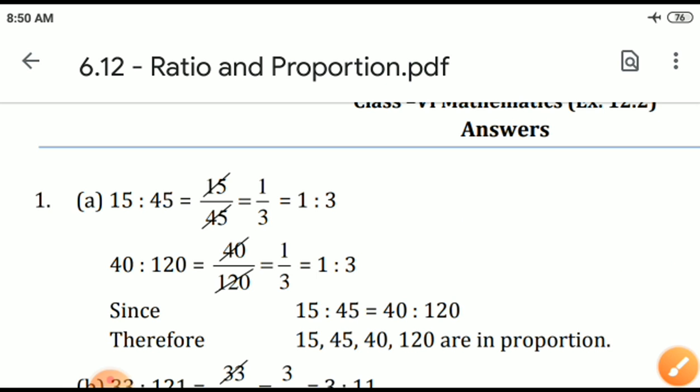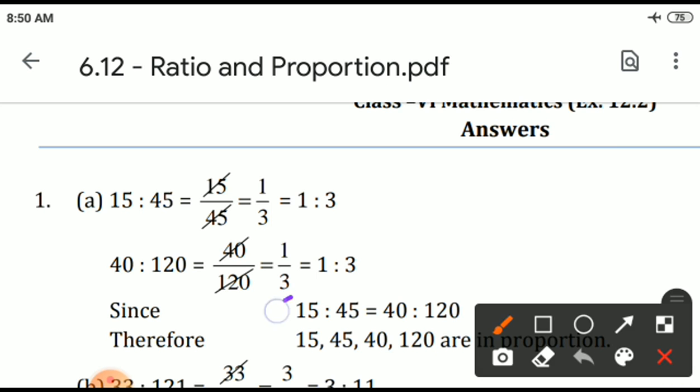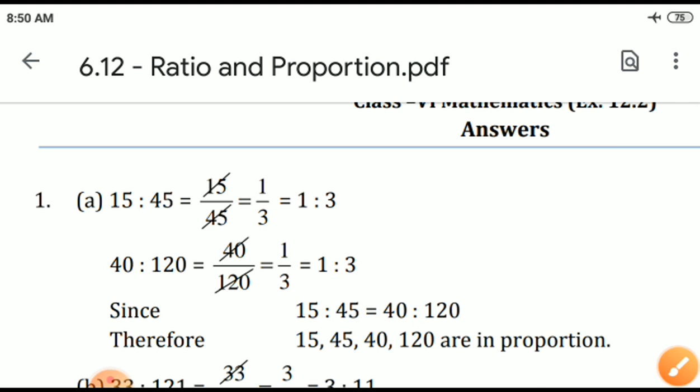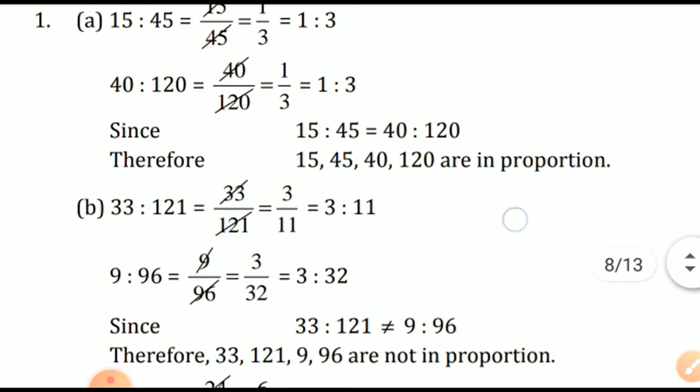Since 15 is to 45 is equal to 40 is to 120, yes, both the ratios are equal. When two ratios are equal, we can say they are in proportion. So here, 4 numbers: first and second, third and fourth. These two ratios are in proportion. 15 and 45 is equal to 40 and 120. So we can say these numbers are in proportion. Does anyone have a doubt regarding this one? No. So let's see the second one.